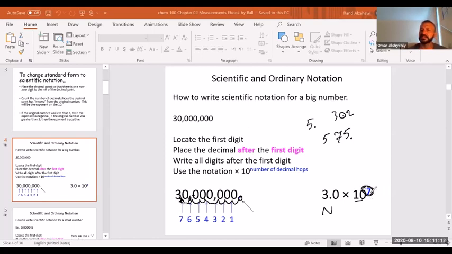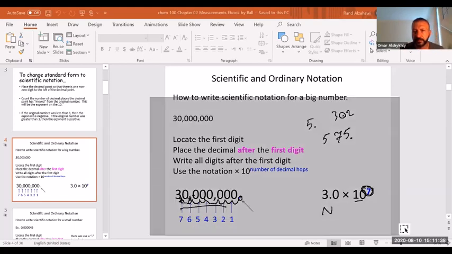Now the last thing, is it positive 7 or negative 7? Look at the original number. If it's larger than 1, it will be positive. Less than 1, it will be negative. Here, 30 million, larger than 1, so it will be positive. So that's how you will write down the scientific notation number.